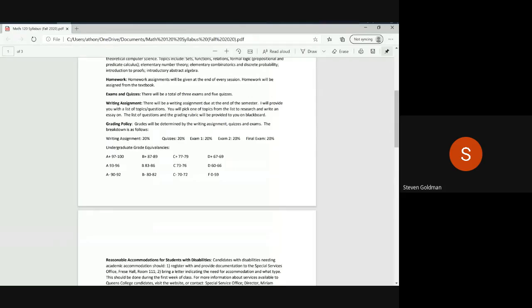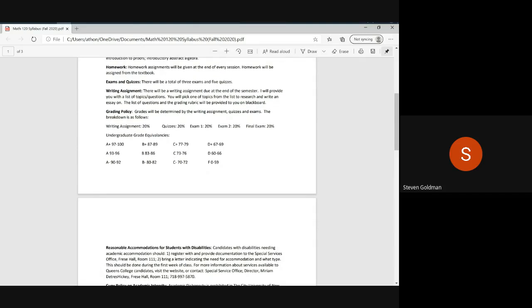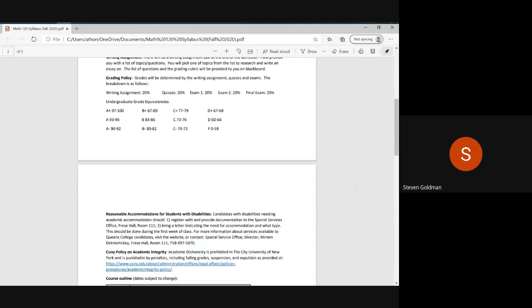And then there's also going to be a writing assignment, which will sort of be a research project, which I will post on Blackboard for you. Basically, I will give you a list of topics to research, and you would choose whichever one you want. You'll research the topic, and you write about a 2-page essay or something around that on the subject that you chose. The grading rubric and the details will be posted on Blackboard. That will also be 20% of your grade. Any questions on any of that so far?